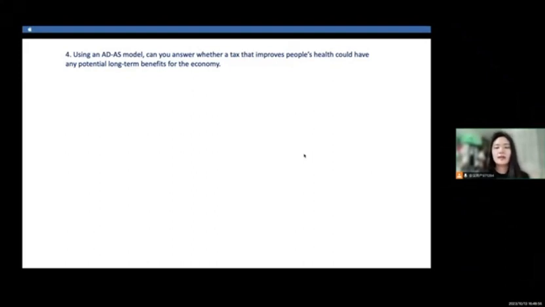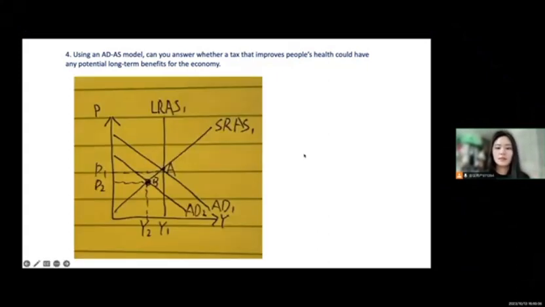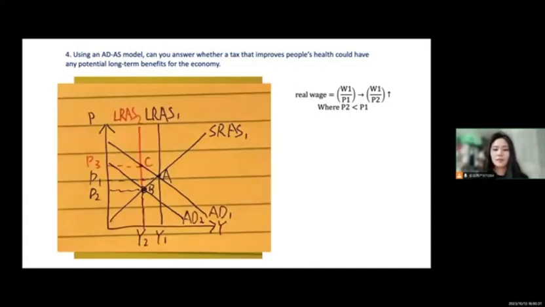Whether a tax that improves people's health could have any potential long-term benefit to the economy. So, using the sticky wage model, the wage will be stuck in the short run, and it will take some time for the workers to negotiate for a higher wage. This implies that the cost of production for the firm increases as the real wage increases. This will shift the long-run AS to the left.